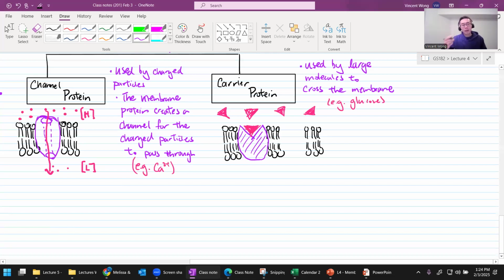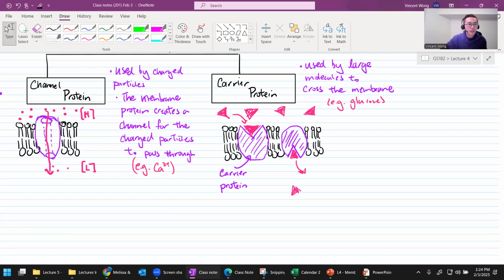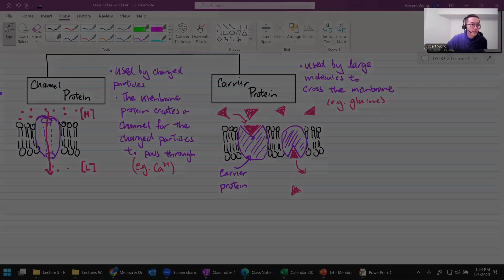And then the carrier protein, which is this guy, is going to shift the shape, change its conformation, and now it is going to be facing inside, right? And then the thing is going to come out. So the channel protein just sits there, no change in shape. Things just go through. But the carrier protein actually changes the shape.